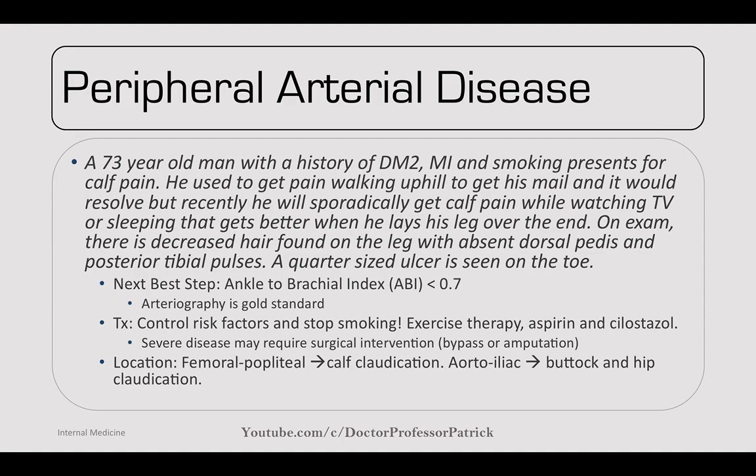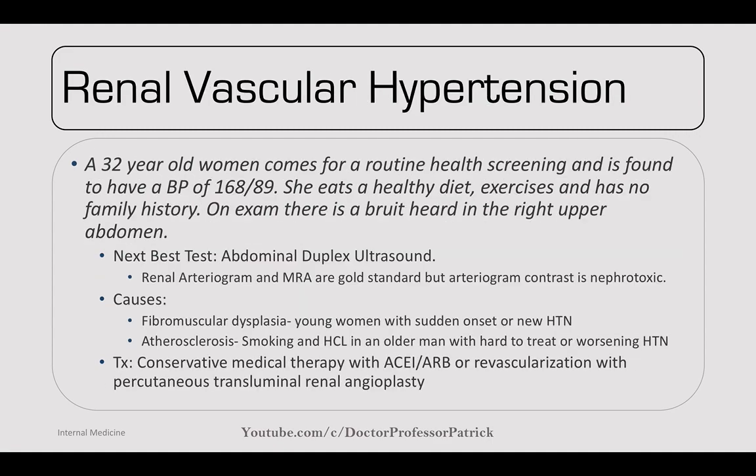So severe disease may require surgical intervention, so a bypass or an amputation. So location, usually a femoral to popliteal, you get calf claudication, and aortic to iliac, you would get like buttock and hip claudication. So depending on where the blockage is, you can see different symptoms.